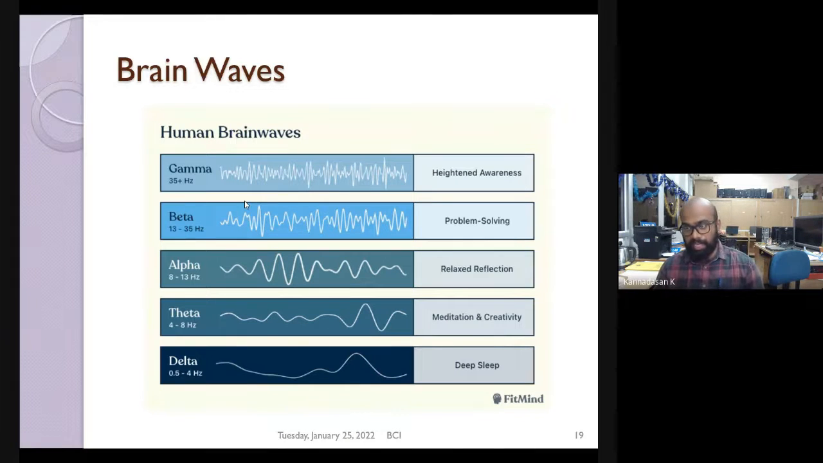Then comes gamma, heightened awareness, that you are thinking very seriously about something, or some meditational courses will get you gamma waves. They will be stimulating your brain with some set of activities. When you do breathing techniques very fast, your brain will be receiving so much oxygen, it will be highly active. So at that time you'll be receiving gamma. When you are in the highest awareness state, your brain will be generating gamma signals.